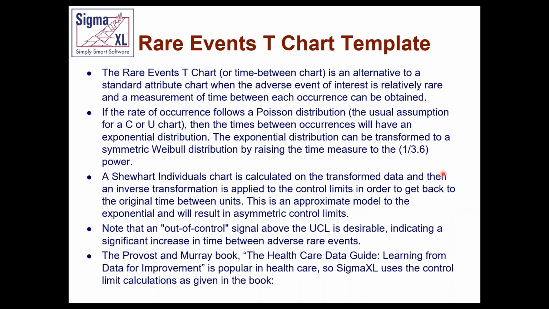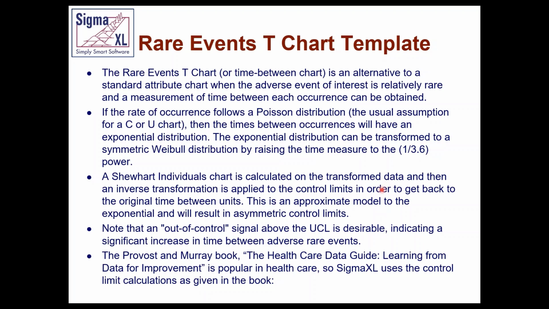So with that, we'll start with the rare events T chart. The rare events T and G charts are primarily used in healthcare. The T chart is a time between chart, an alternative to the standard attribute chart when the adverse event of interest is relatively rare and a measurement of time between each occurrence can be obtained. If the rate of occurrence follows a Poisson distribution, then the times between will have an exponential distribution. And so what is done here is an approximation is made by transforming the time measure to the 1/3.6 power. That turns it into a symmetric distribution.